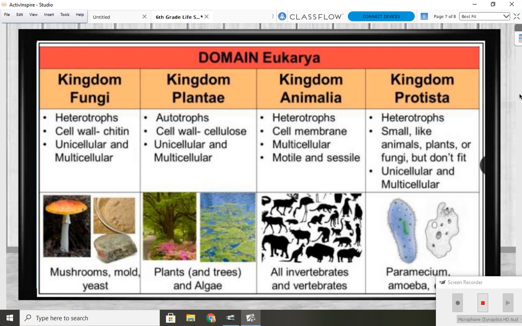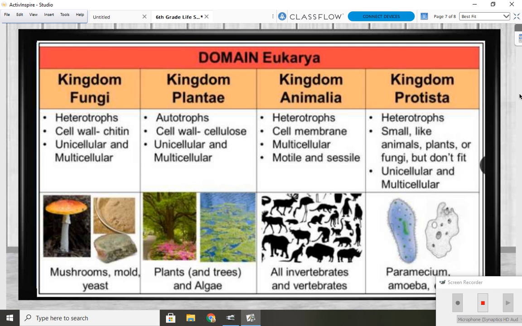Then we have our kingdom for our plants, which are all autotrophs. They're self-feeders, and they have a cell wall that is made up of cellulose. They can also be unicellular and multicellular. We are able to see lots of these with our eyes. There are some that we do have to use a microscope for.